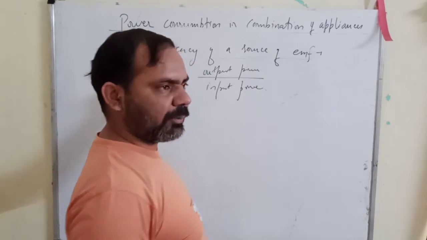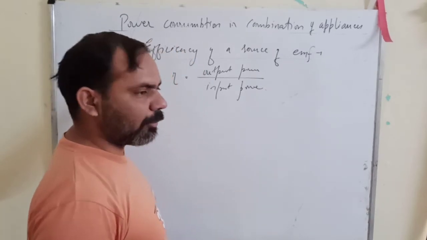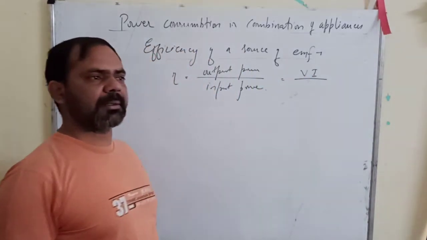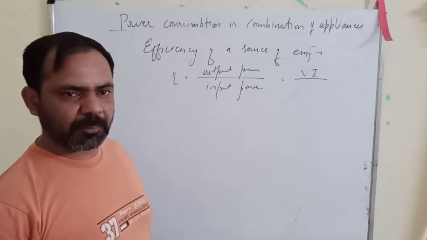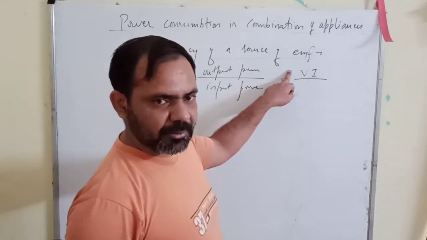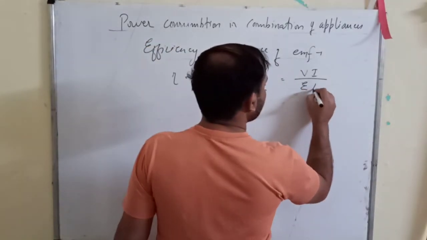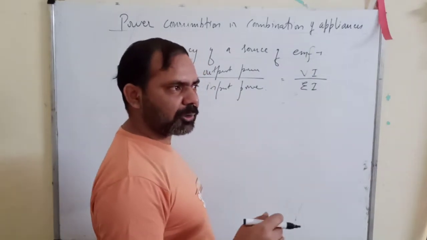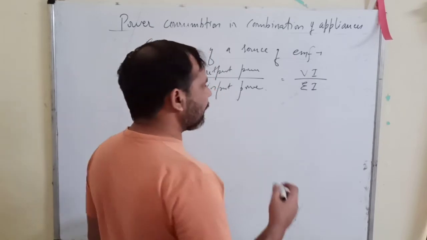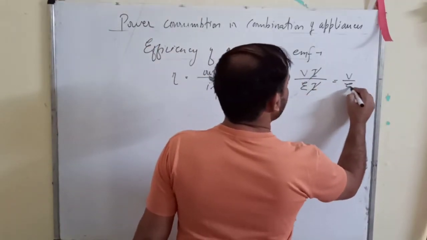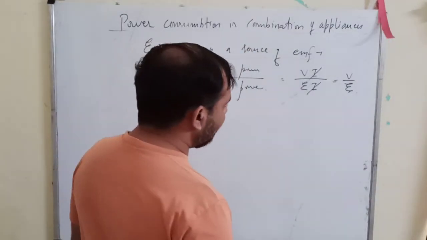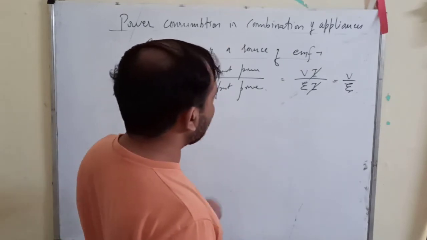Efficiency is always output upon input, how much work you are getting and how much input you have given. Now output power is VI. That formula we are using. Output power we are getting from the terminal potential difference, and input we get from the source of current, and for the source of current V is EMF. So I will cancel, and terminal potential difference upon the EMF is your efficiency.